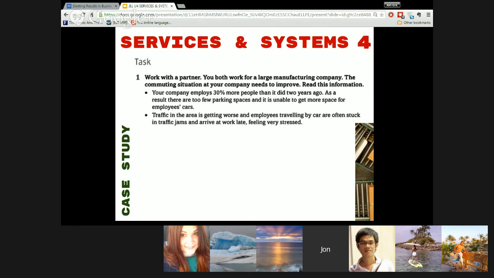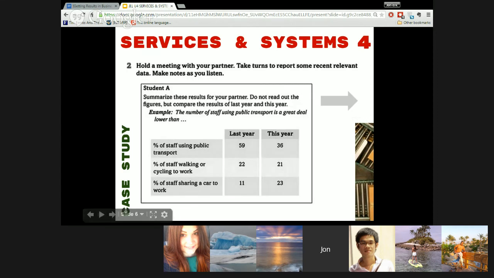Mr. Ali, read the second point for us, please. Traffic in the area is getting worse, and employees traveling by car are often stuck in traffic jams and arrive at work late, feeling very stressed. That sounds like what you were saying, Julia. So the same situation. Everyone's stuck. And then they get to work and they're stressed out because the boss is angry, right? Of course, absolutely. Okay. So we're going to hold a meeting and we'll take turns to report some recent relevant data.